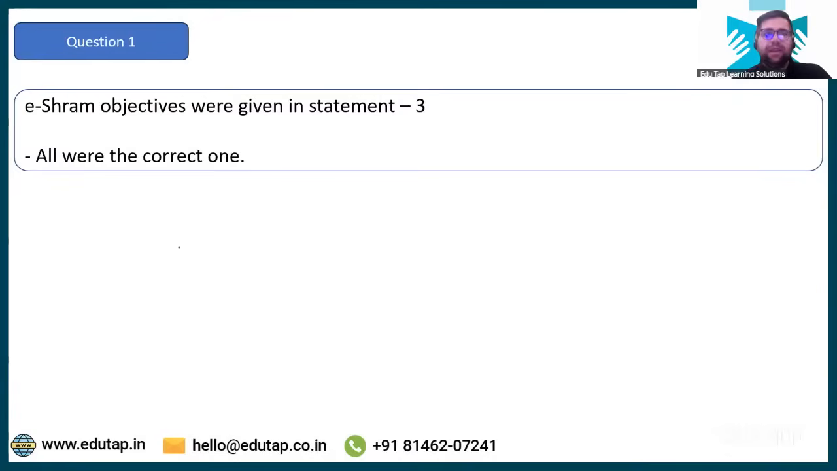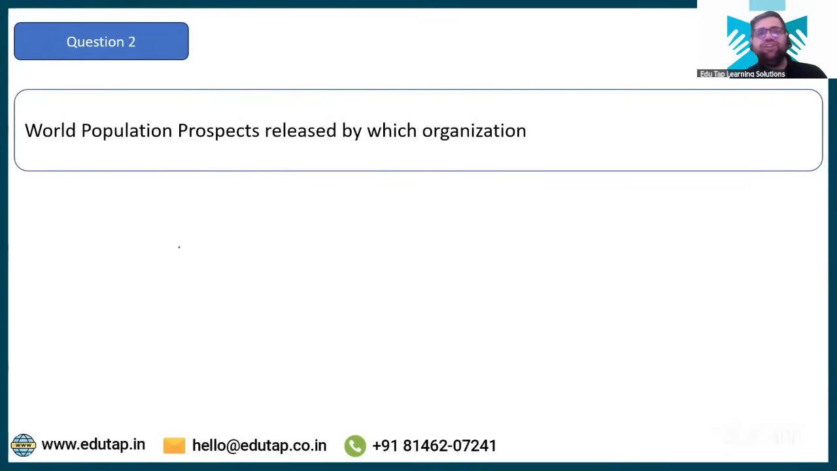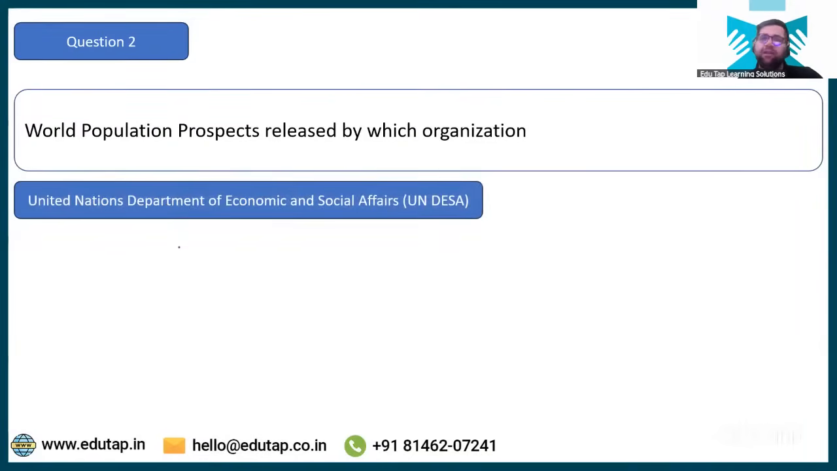Cool. So in the e-shram question, 3 objectives were given and all of these were the correct ones, right? Then we come to question number 2. In question number 2, they were asking World Population Prospects was released by which organization? So the correct answer will be UNDESA. These are straightforward questions which you all have to get. Yes, all 3 were correct. In the second question, UNDESA is the correct answer.